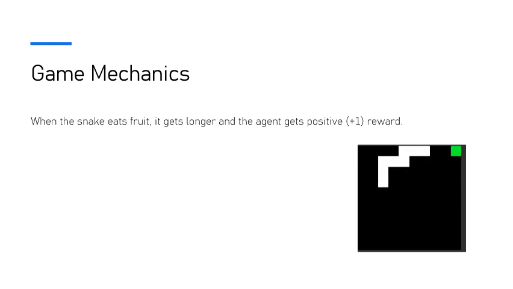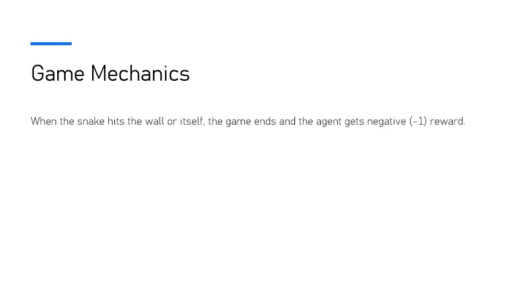When the snake eats a fruit, it will get 1 block longer, and the agent will get a positive reward, a +1 reward. However, if the snake hits the wall or hits itself, which is the terminal state, the game will end and the agent will get -1 reward. The purpose of our AI is to try to get as much reward as possible and avoid this terminal state.